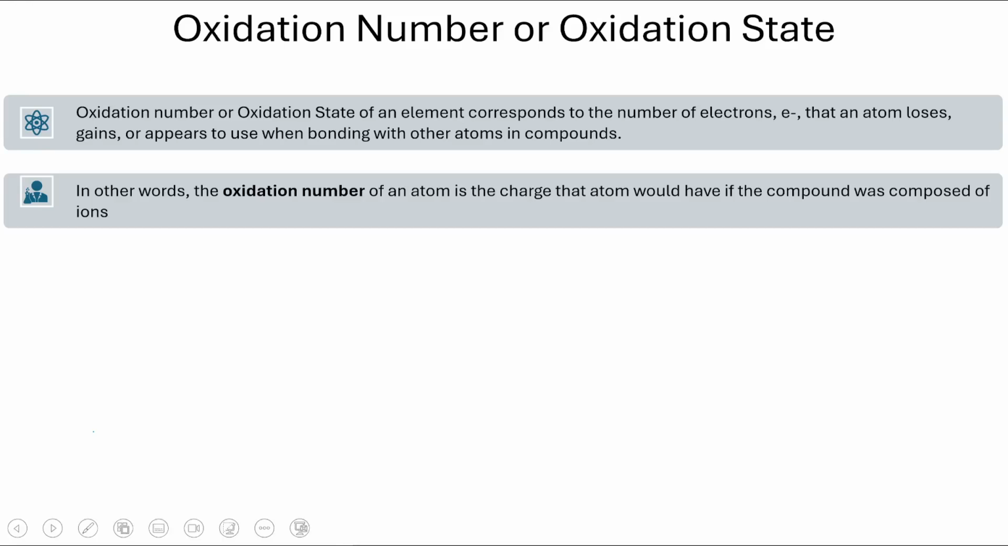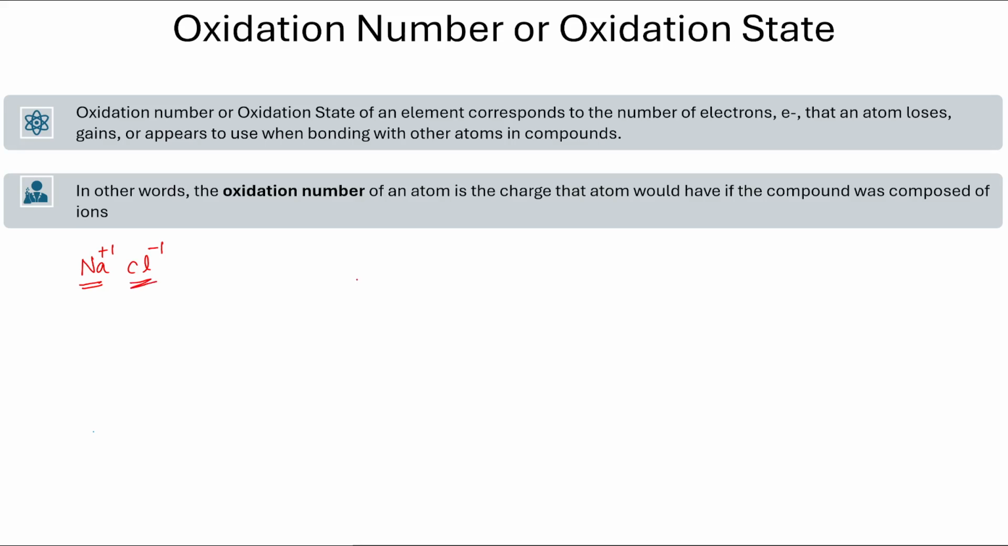Oxidation number is the number of electrons that an atom loses or gains or appears to use when bonding with other atoms and compounds. If you consider the compound to be made up of ions, for example, sodium chloride is made up of sodium and chlorine with a positive one and a negative one charge, respectively. So the positive one is the oxidation state of sodium, and the negative one is the oxidation state of chlorine.